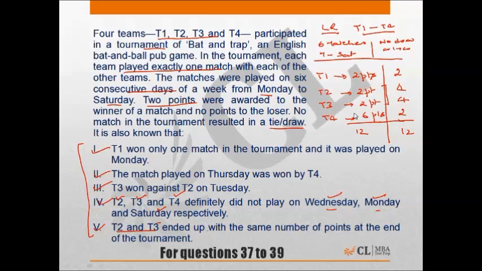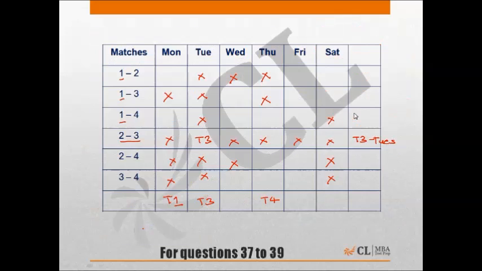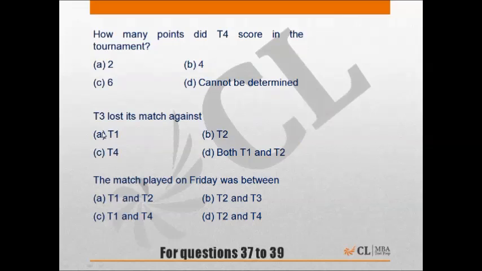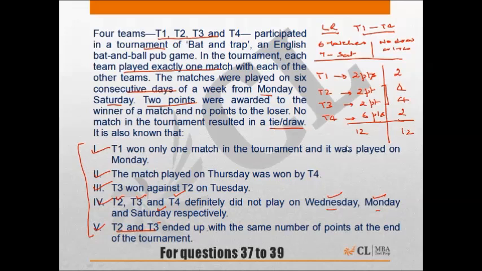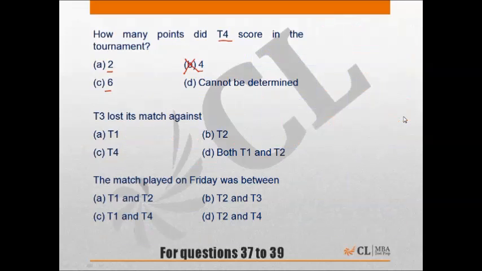Let's look at the question before we proceed further. The first question says, how many points did T4 score in the tournament? It could be 2, it could be 4, 6 or cannot be determined. 4 is not possible. T4 has got either 6 points or 2 points. Cannot be determined? Yes, there are 2 possible cases, and unless we can eliminate one case, we cannot say if the answer is 2 or 6 or cannot be determined.